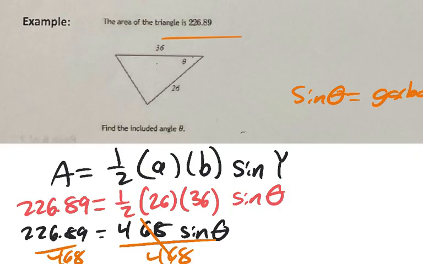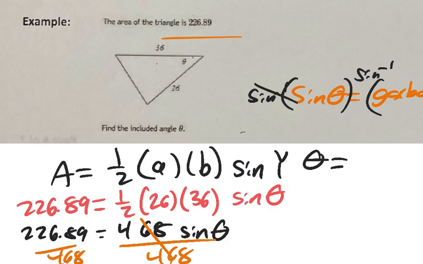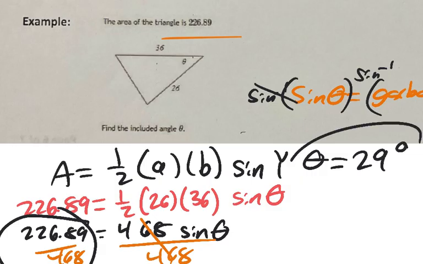I don't care what that is. And how could I find theta? Take an inverse sine of both sides. So if you do the inverse sine of the garbage, you know what I mean by garbage? This is the garbage, 226.89 over 468. Anybody get an answer for me? What'd you get? I don't know what it is. At the end, it's just 29. 28.999, 29, all have it.